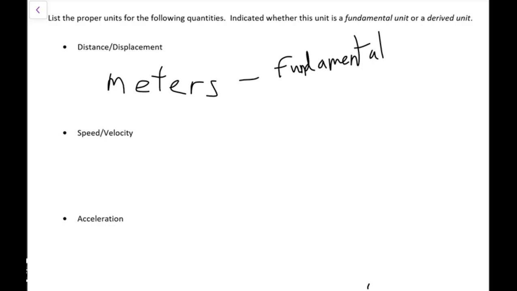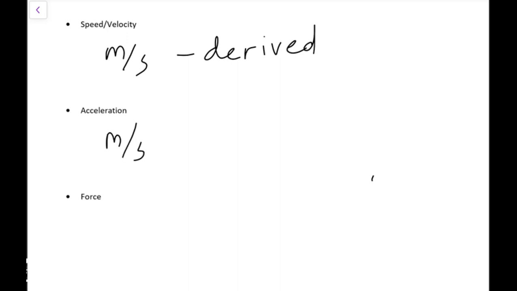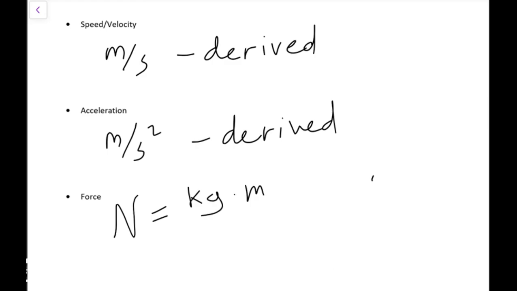Our derived units are made up from more than two. So for speed and velocity, the proper unit for that is meters per second, both for speed and velocity. This would be a derived unit because it's made up of two other units, meters and seconds. Acceleration would be meters per second squared, also a derived unit. And force would be newtons. Now this looks like it's only one unit in itself, but remember that a newton is a mass times acceleration. So it's a kilogram meter per second squared. And so this is also derived. All right, and that's it for the second sheet there.